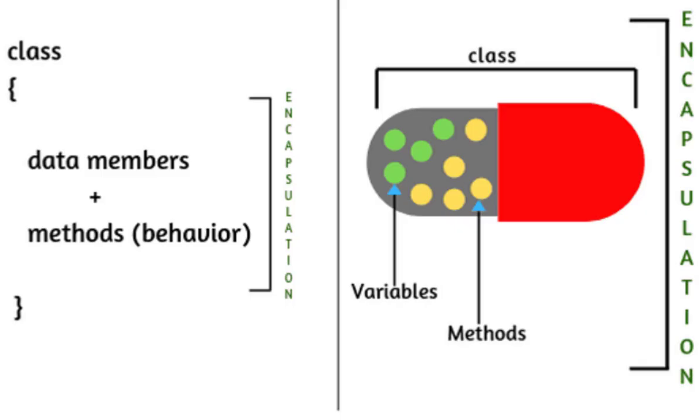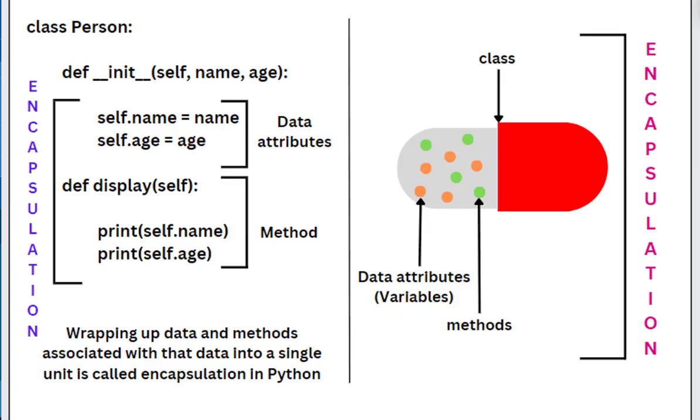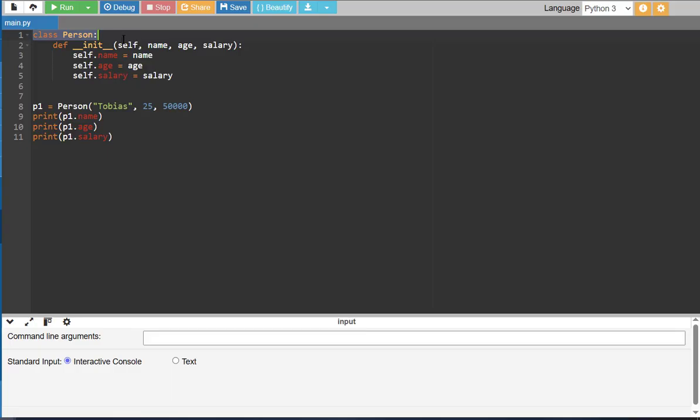Encapsulation is about protecting data inside the class. It means keeping data or properties and methods together in a class while controlling how the data can be accessed from outside the class. This prevents accidental changes to your data and hides the internal details of how your class works. Here we have a class person with name, age, and salary properties.